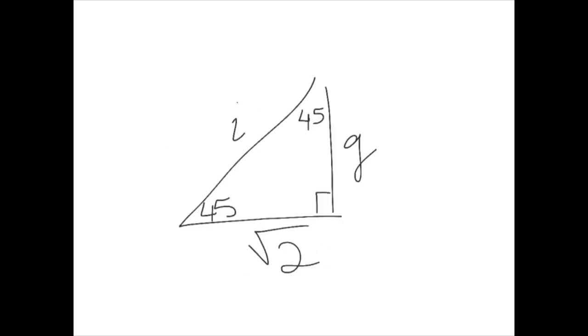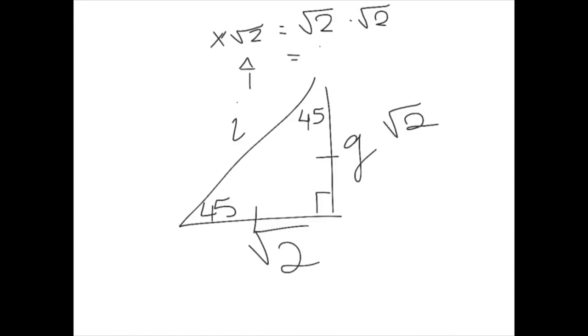Pause the video right now. Okay, so this and this would be congruent, so radical 2. And since i is x radical 2, it would be radical 2 times radical 2, which would be radical 4, which would equal 2. So i equals 2.